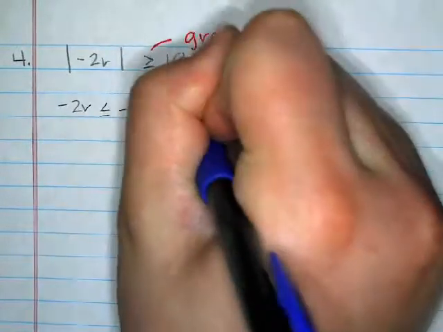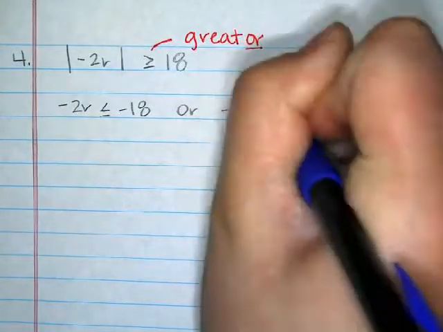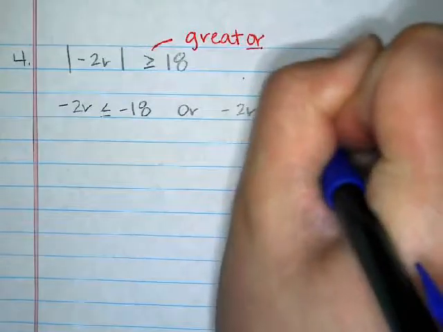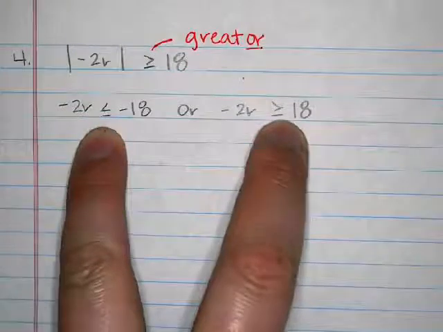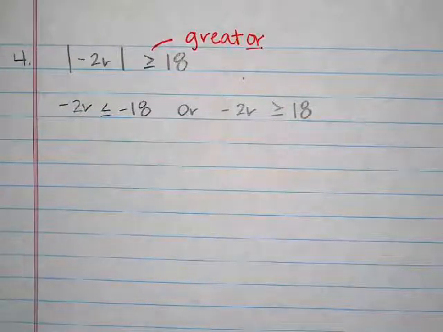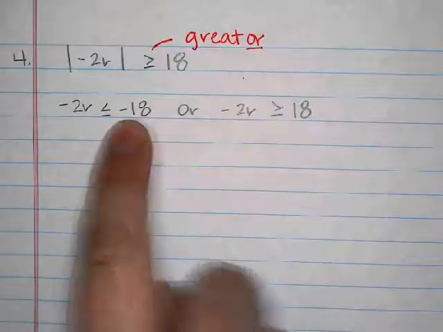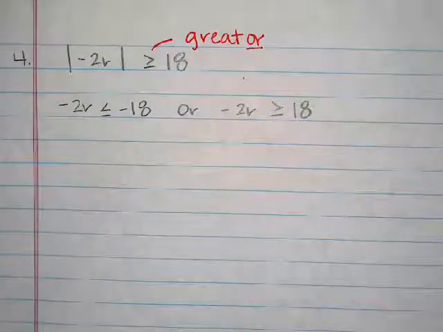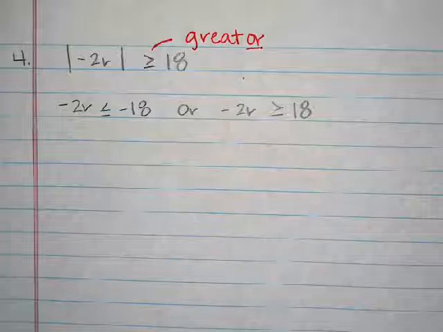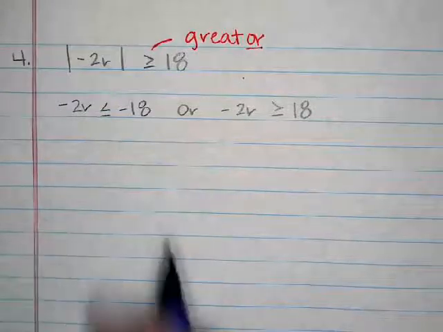We're going to say negative 2r is less than or equal to negative 18, or negative 2r is greater than or equal to positive 18. So you can see that we wrote it so that our arrows are splitting and they're going opposite directions. And that's because it's or. It's one or the other. They go opposite directions. And then we just have to solve them separately.